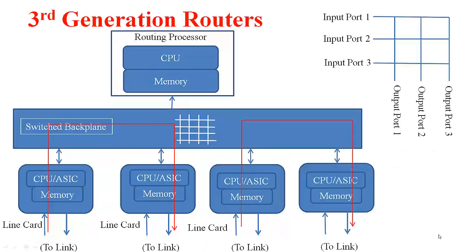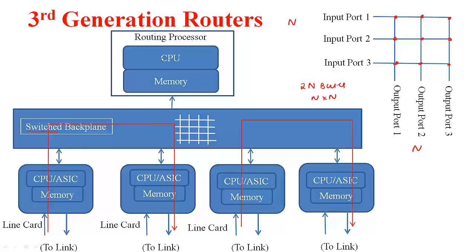So the third generation routers went for what is called a switched backplane. Basically, you have a series of buses. So if you have n input ports and n output ports, you have a total of 2n buses with n into n cross points. These are the cross points. Basically, you handle it through additional parallelism.